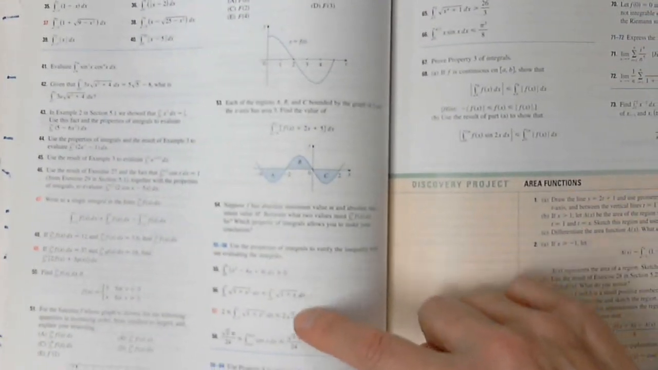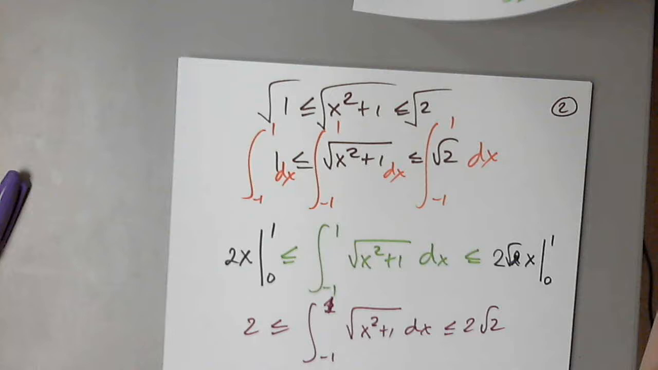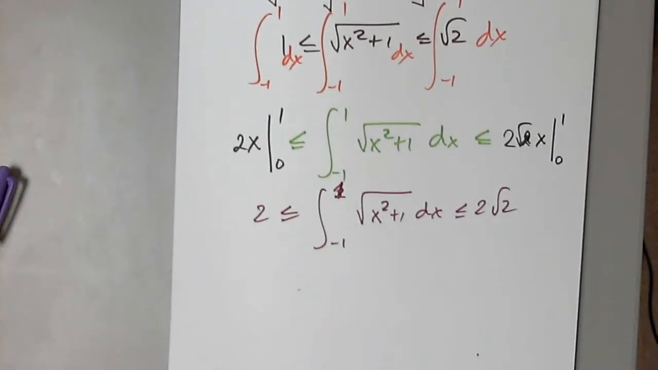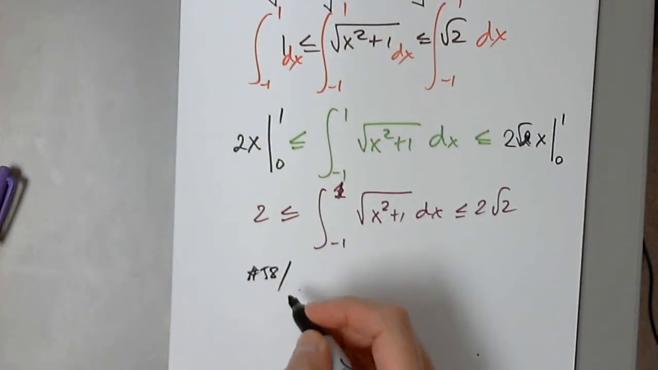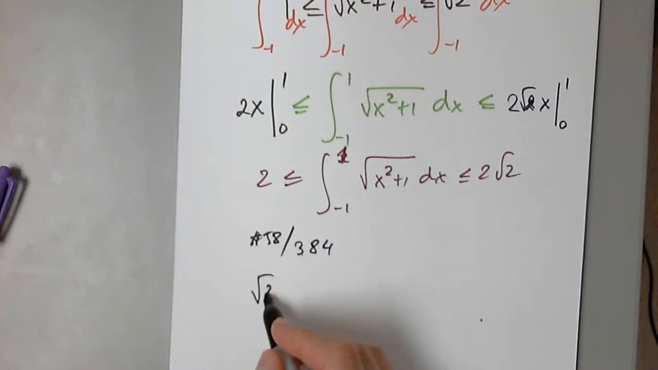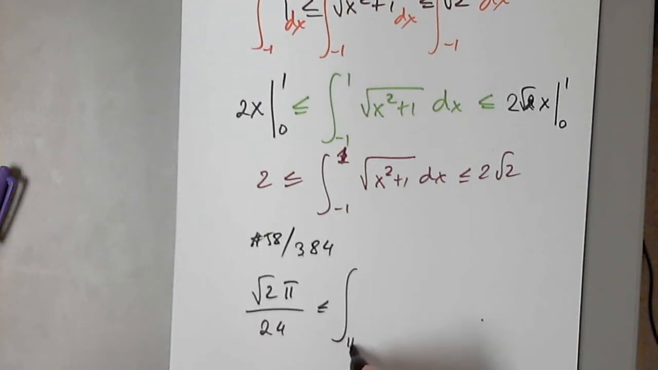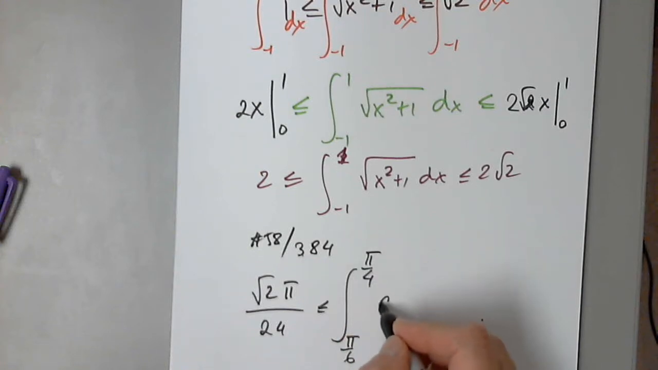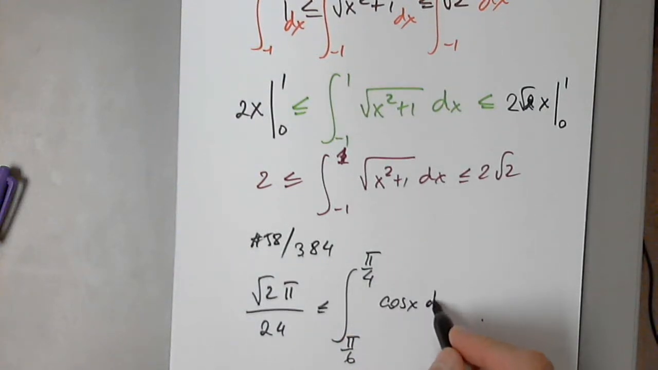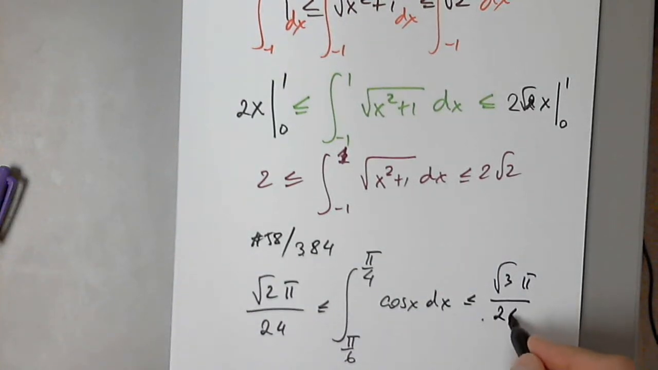Okay, so another one that we haven't looked at: we looked at these two. The other one that we haven't looked at is 58. So let's try 58. On page 384. This one says the square root of 2 pi over 24 is less than or equal to the integral from pi over 6 to pi over 4 of cosine x dx, less than or equal to the square root of 3 pi over 24.